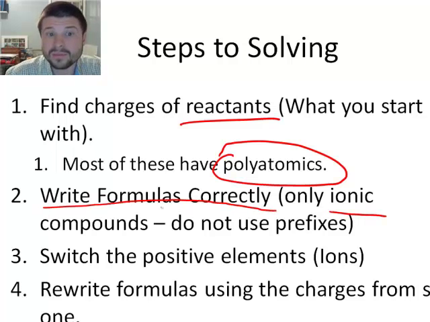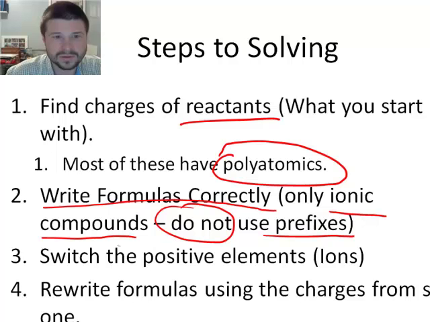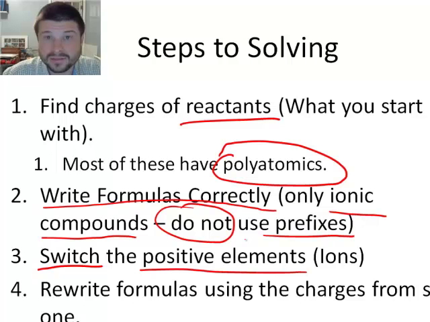Those are only going to be ionic compounds, and I don't want to use prefixes, so do not use the prefixes with this. All right, so remember, to write an ionic compound, I basically switch the charges. If you're having some trouble with that, ask somebody else in the class, because we have gone over it pretty extensively. So now when you write those formulas correctly, then you can switch the positive elements. Those elements with the positive charges, you switch them and pair them up with the other thing. And when you do that, you can rewrite the formulas using the writing ionic formulas method, and then you can have your new compounds.